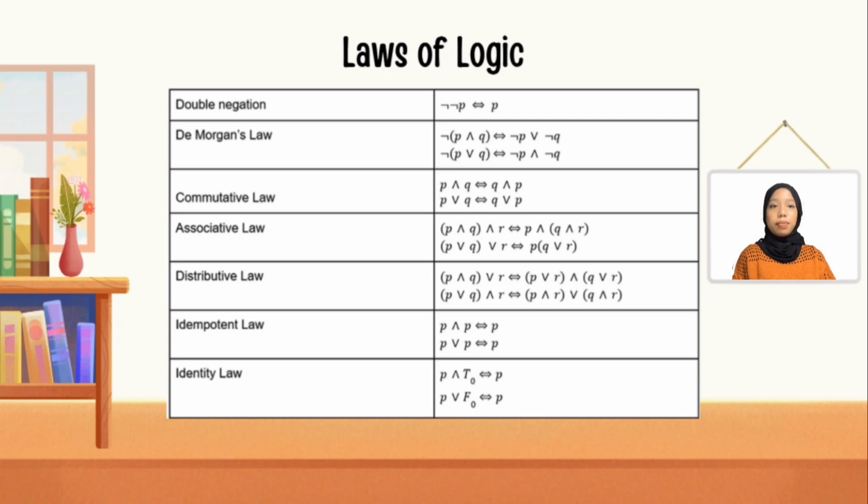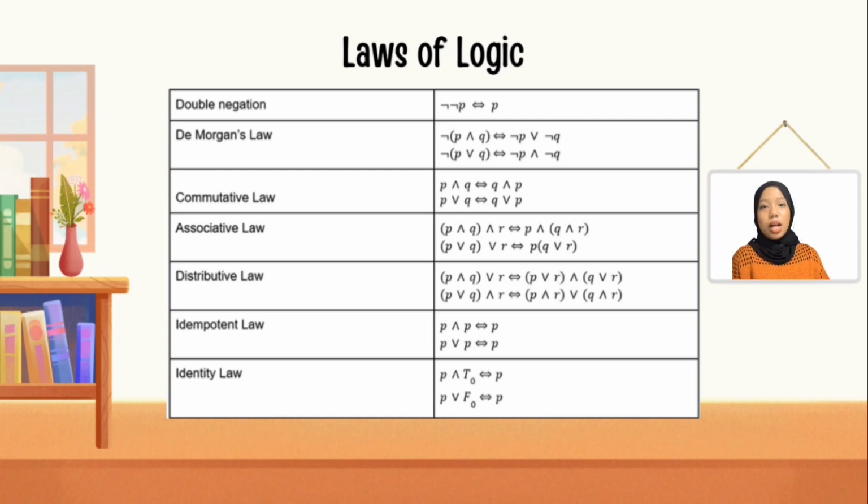Next, the associative law is the way in which factors are grouped in a multiplication problem, and this does not change the product. For example, when P and Q in bracket and R is equivalent to P and Q and R in bracket. Same goes to P or Q in bracket or R, equivalent to P or Q when Q and R in bracket.